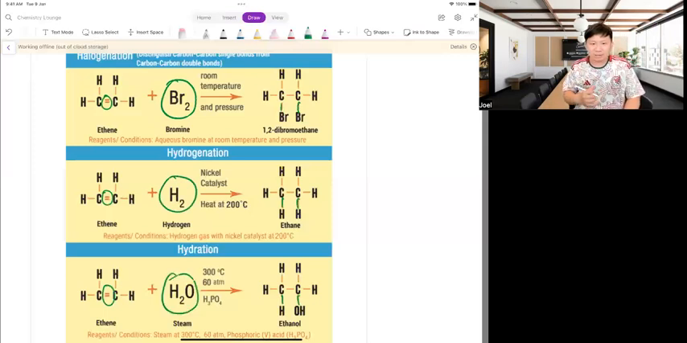Please try to understand this because it's the same. A lot of students say, wow, so many reactions. No, to me, all is one. Okay, I know there are different conditions, but at least you know that they all belong to addition. Break one of the double bonds, form 2 new bonds for the 2 new guys to come in. I mean, one guy, but Br2 has 2 atoms. But the water is H and OH. So Br2 is Br-Br, H2 is H-H, and water or steam is H-OH.